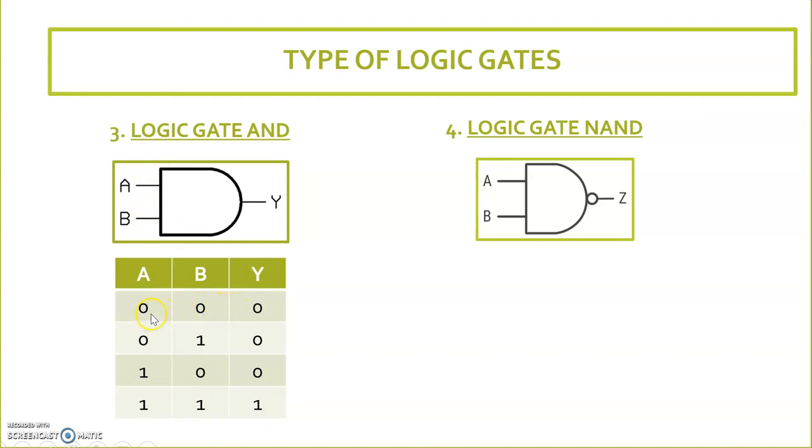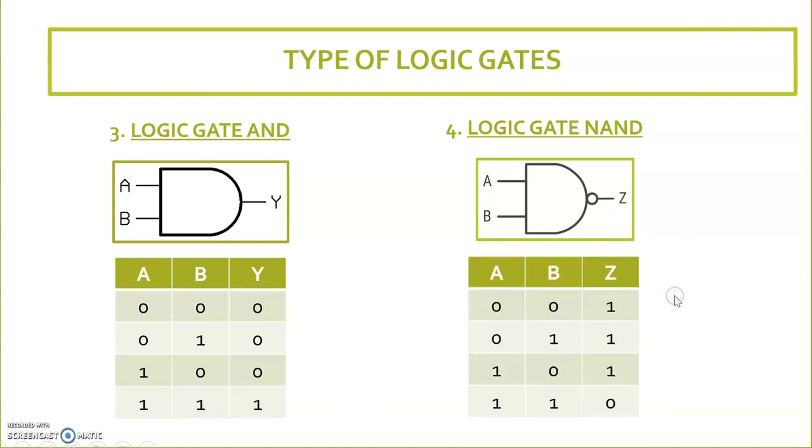If you take a look at this one, when the input is 0, 0, the output is 0. Input is 0, 1, output is 0. Input 1, 0, output 0, and input 1, 1, of course the output will be 1.